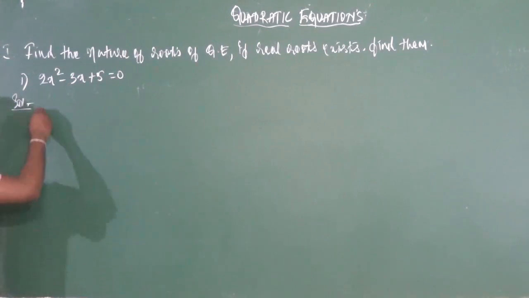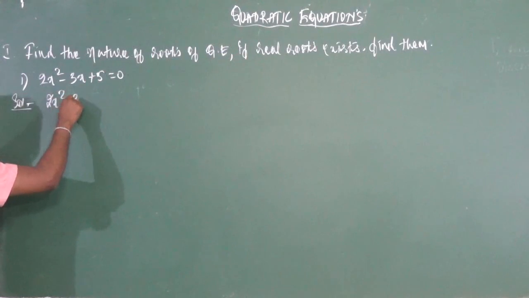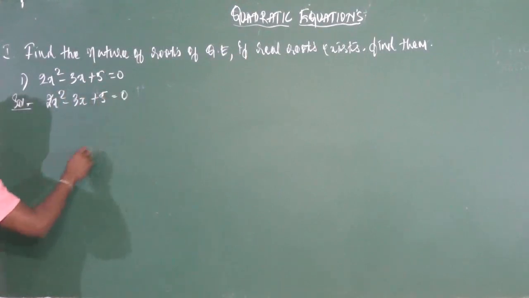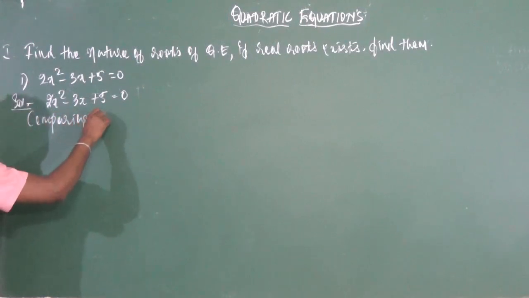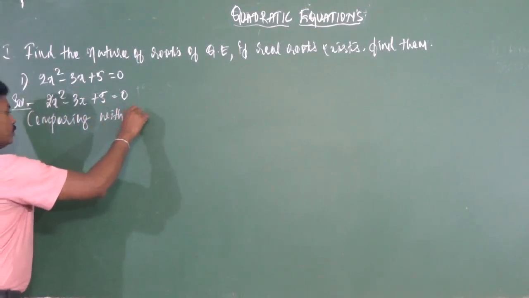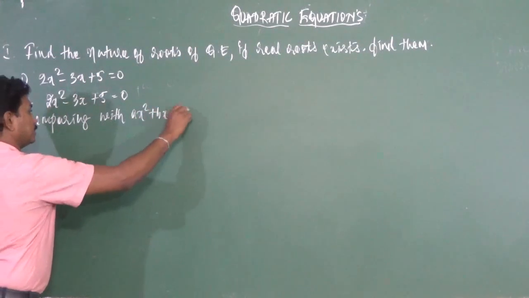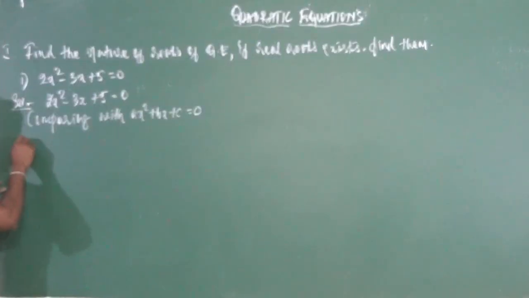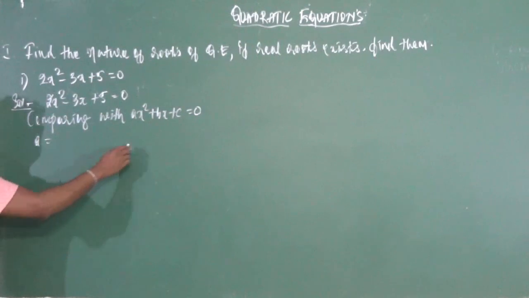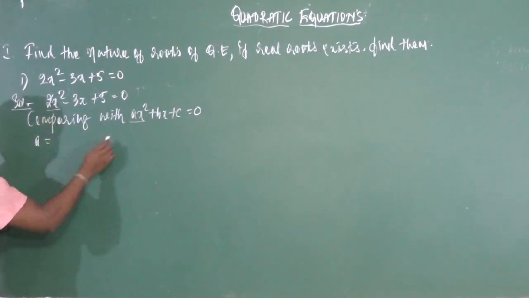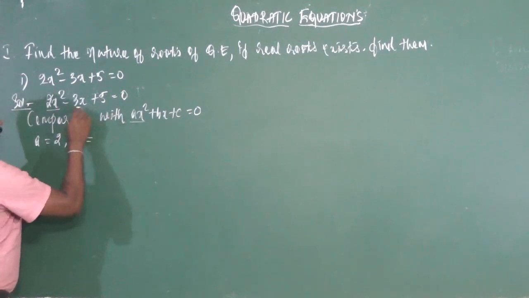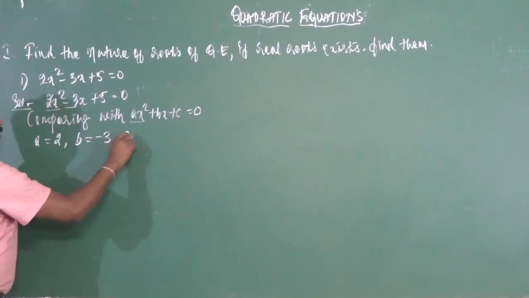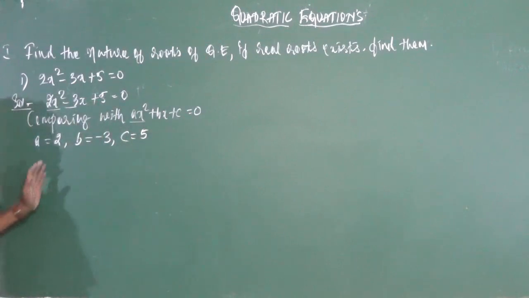Right? Okay. So 2x square minus 3x plus 5 is equal to 0. Comparing with ax square plus bx plus c is equal to 0, a is equal to 2, since ax square is compared with 2x square. Okay. b is equal to minus 3 and c is equal to 5. Okay. We have the values of a, b and c. Right.